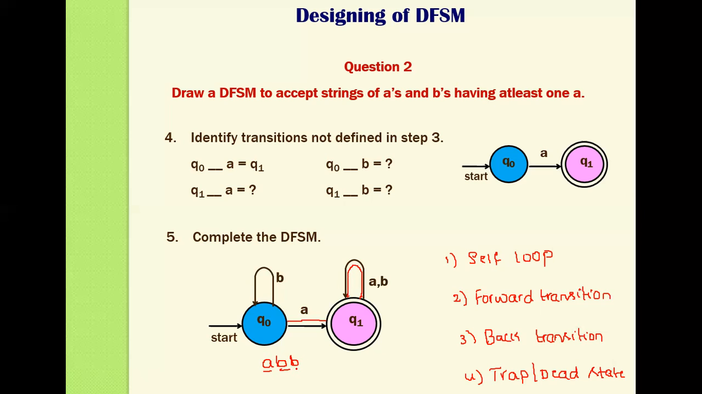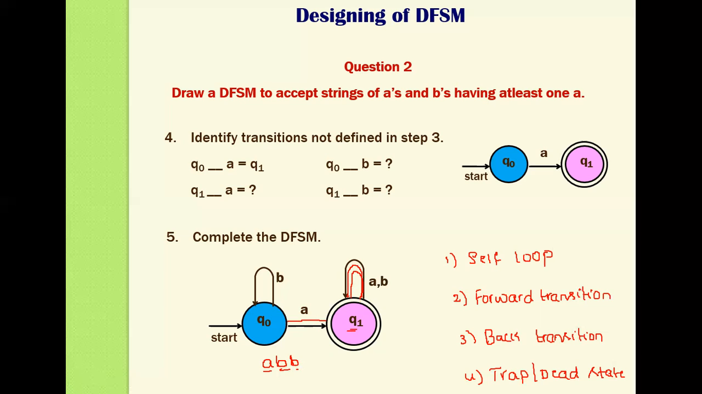What is the next input symbol? B. Can I read B again? Yes, very much possible. So which is my final state? Q1. My string is read and I am in the final state, so the string is accepted here. This is how we will do the analysis.